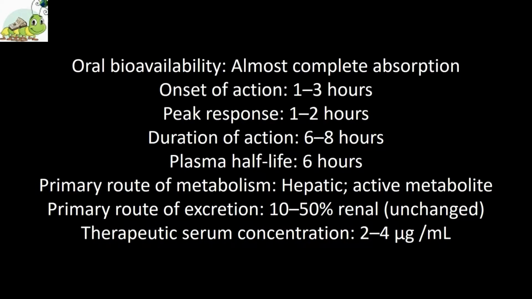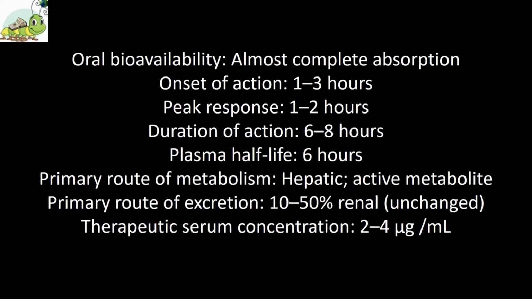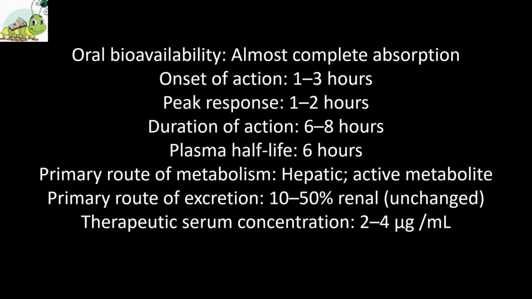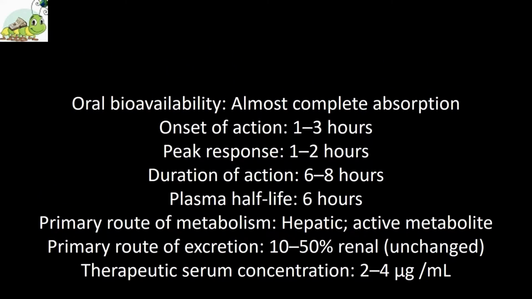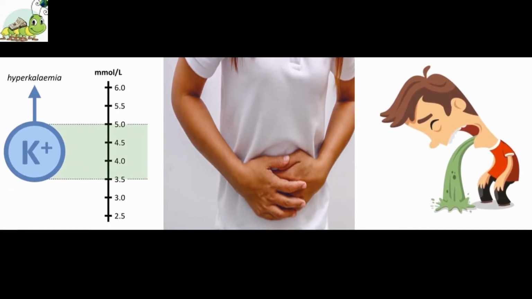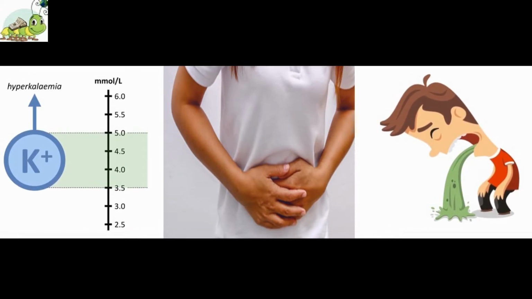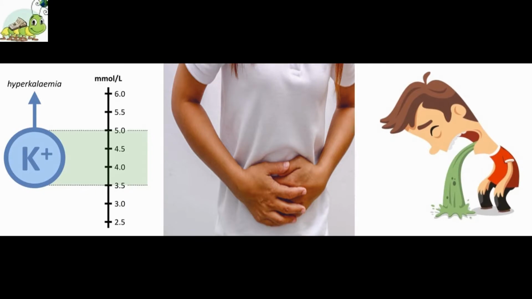Primary route of metabolism, hepatic, active metabolite. Primary route of excretion 10 to 50% renal. Therapeutic concentration, serum 2 to 4 μg per ml. Adverse effect. A potential adverse effect of quinidine or of any antiarrhythmic drug is development of arrhythmia, Torsades de Pointes. Quinidine may cause SA and AV block or asystole.